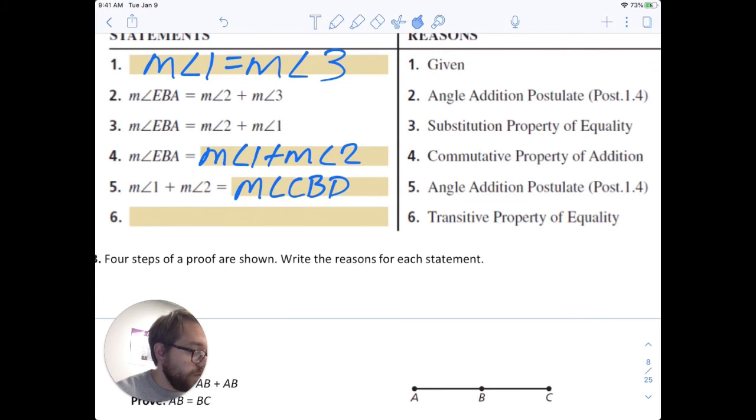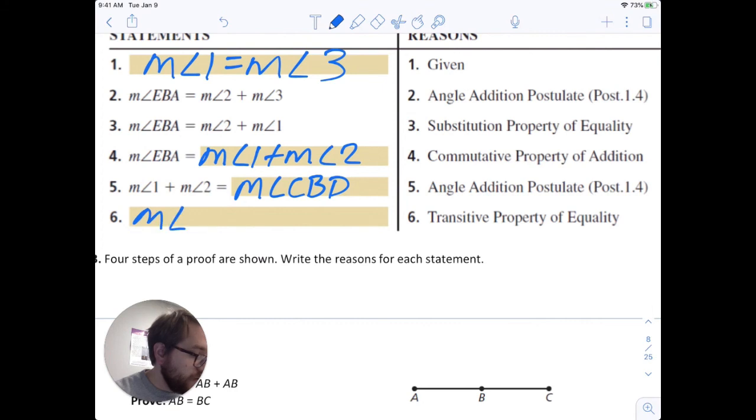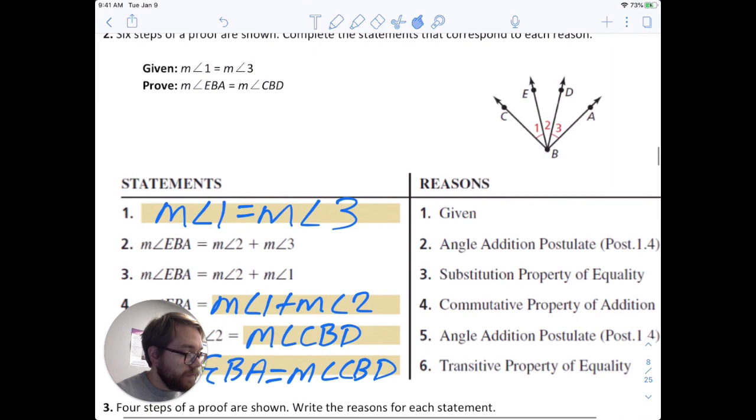So now I've shown that the measure of angle EBA is equal to the measure of angle 1 plus the measure of angle 2. And the measure of angle 1 plus the measure of angle 2, we know from the figure, is equal to the measure of angle CBD. And so based off of the transitive property of equality, what can I say? Well, if EBA is equal to this and CBD is equal to the same thing, then they're equal to each other. So the measure of angle EBA is equal to the measure of angle CBD. And now we've proven what we wanted to prove. Measure of angle EBA is equal to the measure of angle CBD.